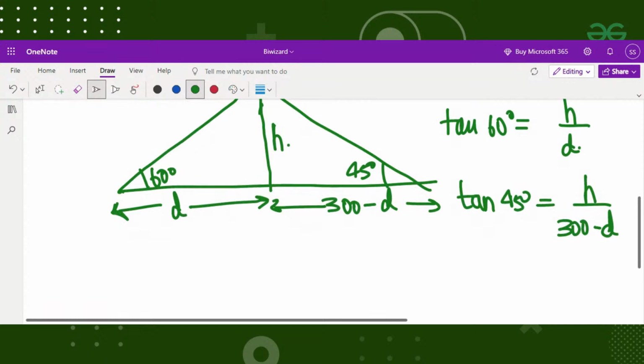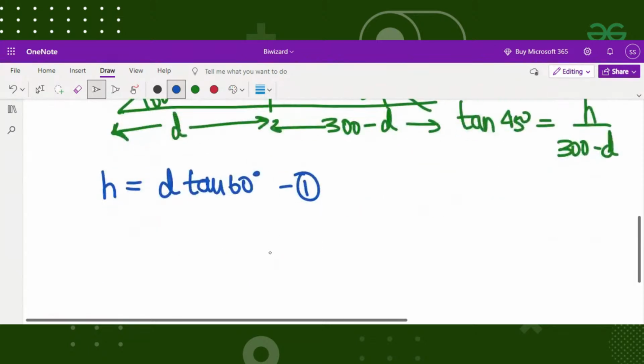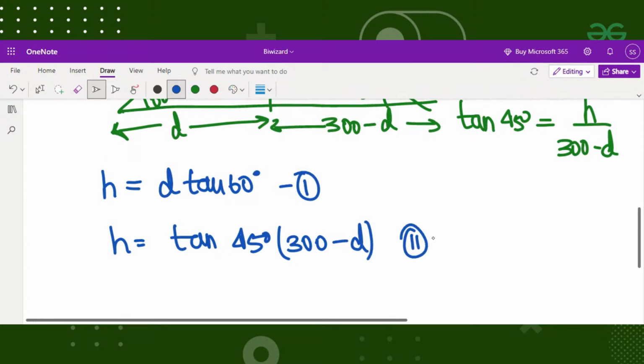Correct? Now what we have is tan 60 degrees as root 3. So what you can do here is simply write h is equal to d tan 60 degrees, that is the first equation, and next we can write h is equal to tan 45 degrees times 300 minus d. Okay, this is the second equation. So we have two variables and two equations. When you equate these two equations, you will get the answer to this question, right? So the correct answer, the value of h to the nearest integer, will be 190. All right, so that is the correct answer to this question.